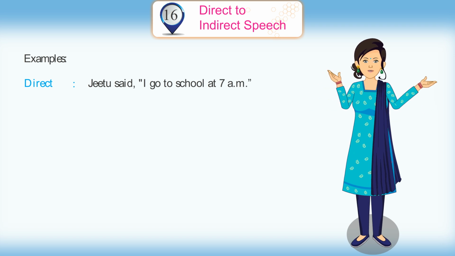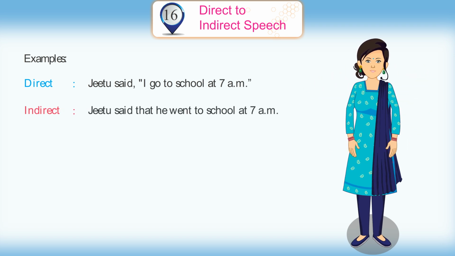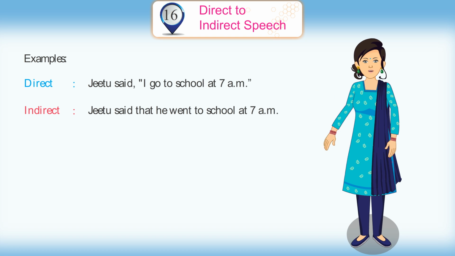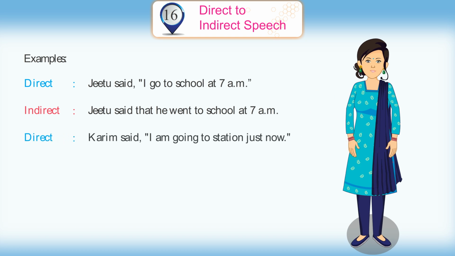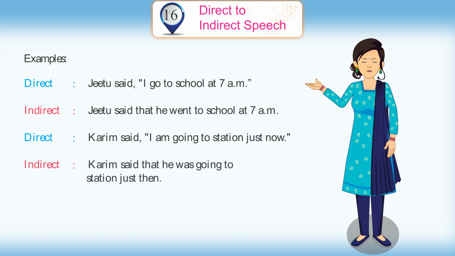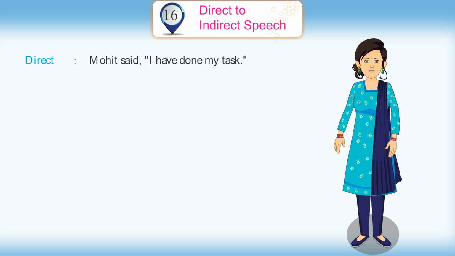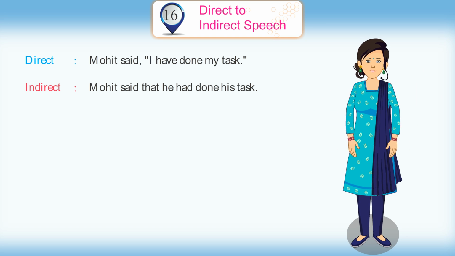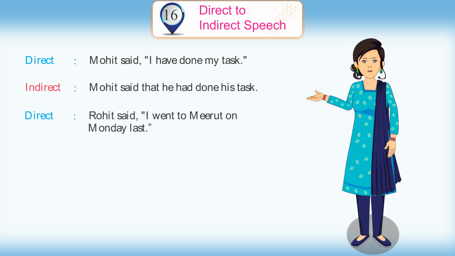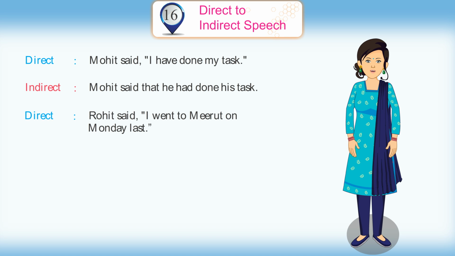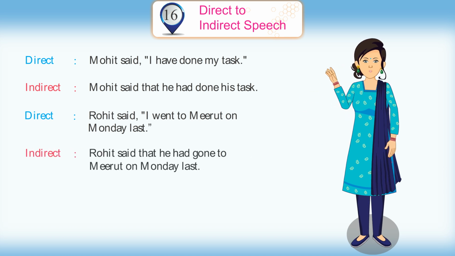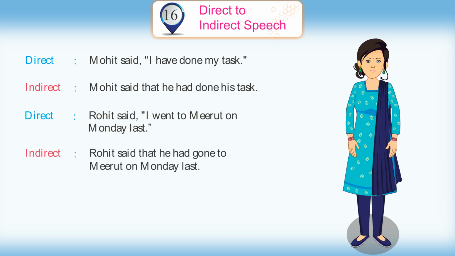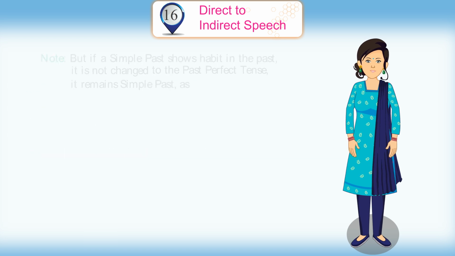Examples. Direct. Jitu said, I go to school at 7 a.m. Indirect. Jitu said that he went to school at 7 a.m. Direct. Kareem said, I am going to station just now. Indirect. Kareem said that he was going to station just then. Direct. Mohit said, I have done my task. Indirect. Mohit said that he had done his task. Direct. Rohit said, I went to Meerut on Monday last. Indirect. Rohit said that he had gone to Meerut on Monday last.